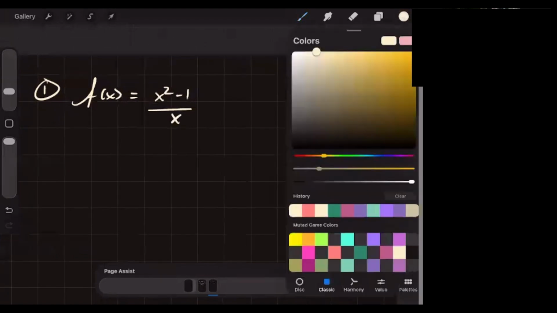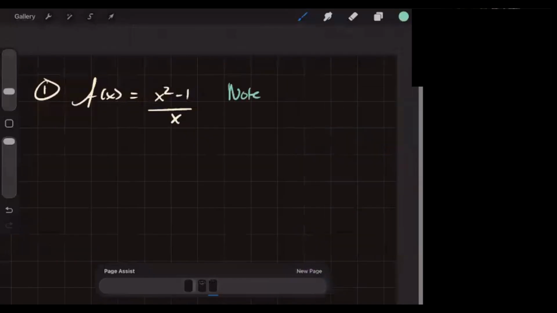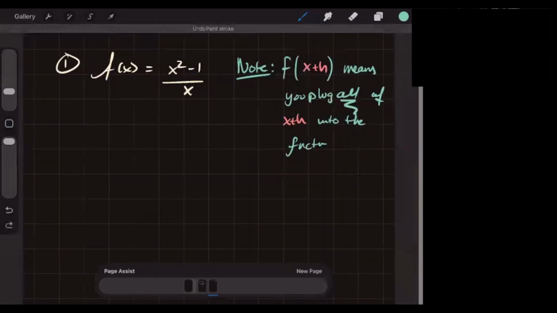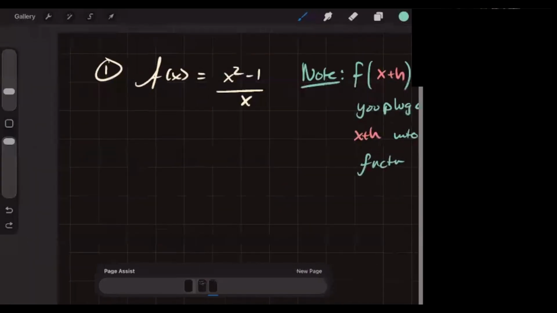Okay. So I want you guys to note that f of x plus h means you plug all of x plus h into the function. Okay. So to keep myself organized, I'm actually going to do this first and then plug it into the whole x plus h minus x, I'll do that later. Okay. We're going to do those.